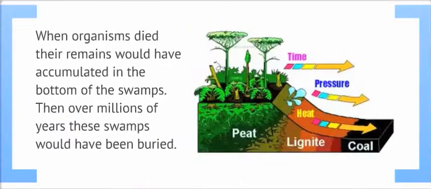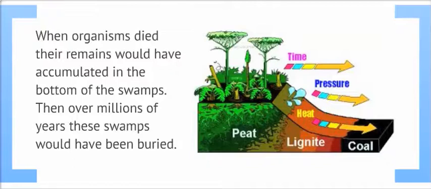Okay, so we're going to start our talk on fossil fuels. So it says here, in Alberta, millions of years ago, the temperatures would have been warmer than they are now. They would have been lush, green vegetation and an abundance of life. So when organisms died, their remains would have accumulated in the bottom of swamps, and then over millions of years, these swamps would have been buried.